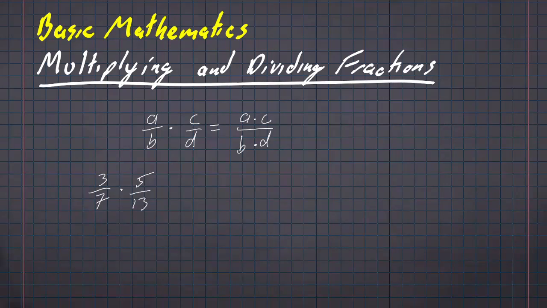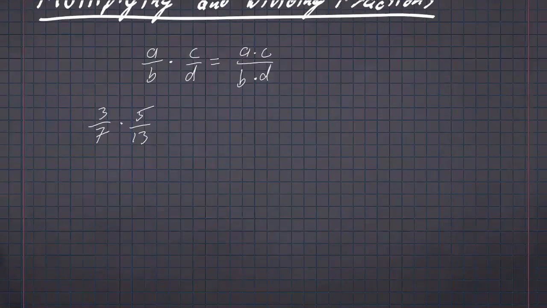So if I have something like 3 over 7 times 5 over 13, multiplying across, I have 3 times 5 in the numerator, and I have 7 times 13 in the denominator. 3 times 5 is 15. 7 times 13 is 91. So 3/7 times 5/13 is 15 over 91.